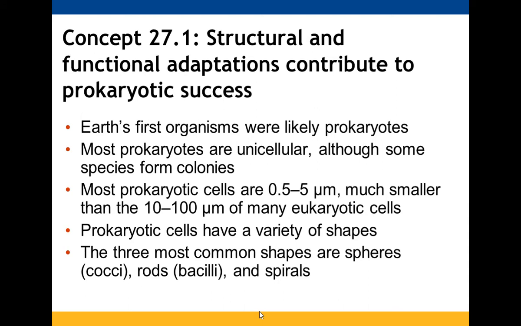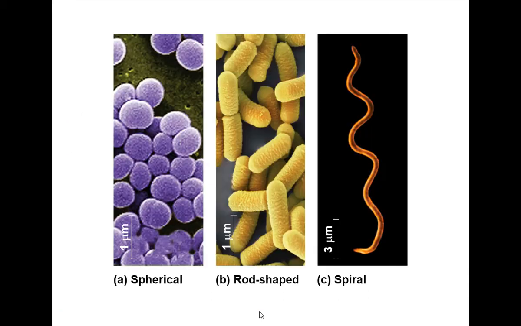We've talked about this before, but prokaryotes were probably the first living things on our planet. We can find them as unicellular. Sometimes they are very happy to work in concert with one another, so they will form colonies with one another. They're very, very small, and the three most common shapes that we tend to see them in are spherical, rod shape, or spiral.